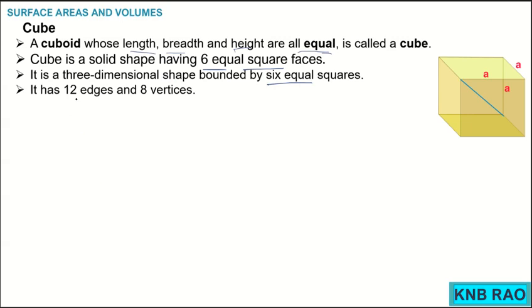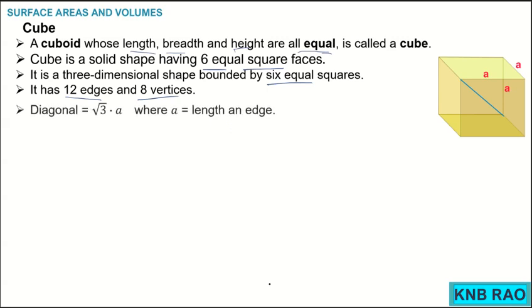It has 12 edges and 8 vertices, as in the case of the cuboid. How a cuboid has 12 edges and 8 vertices, similarly, a cube also will have 12 edges and 8 vertices.